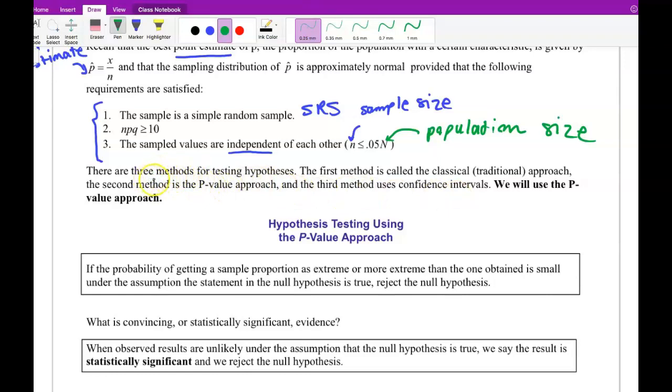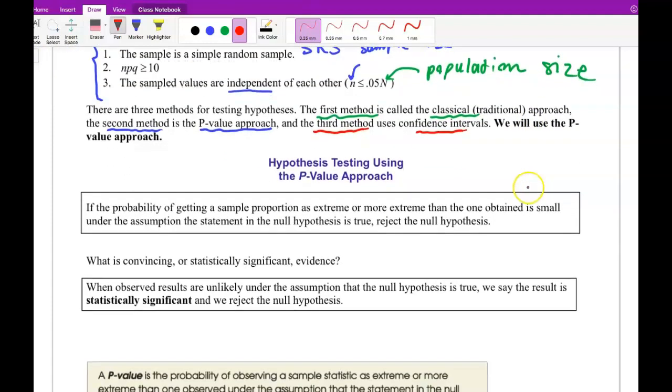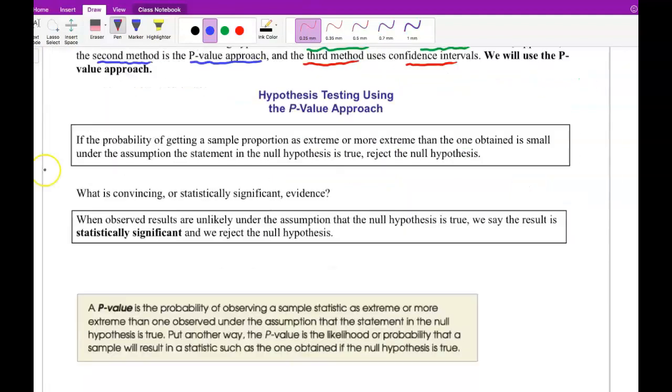Now here we have three methods for testing hypotheses. The first method is called the classical or traditional approach. So that is the first method, the traditional or classical method. Then the second method is the p-value approach. And the third one is using a confidence interval. On this part, we're going to use the p-value approach. So we're going to use the second method.